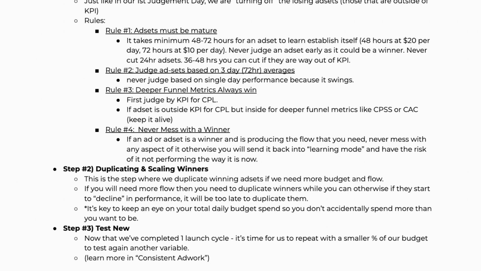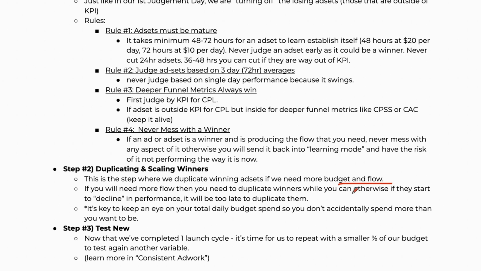Remember, if you don't need the lead flow, then you just ignore it. You just say, hey, it's a good problem to have. I got too many leads. I don't need to touch this. But if you need the lead flow, the time to actually scale that up is when it is a winning ad set. So what you do is you duplicate that and then you scale those winners. Okay. So this is the step where we duplicate the winning ad sets if we need more budget and flow. If you need more flow, then you want to duplicate the winners while they are still winners, because remember, all the winners will eventually become losers over time because of the degradation that is happening, okay?